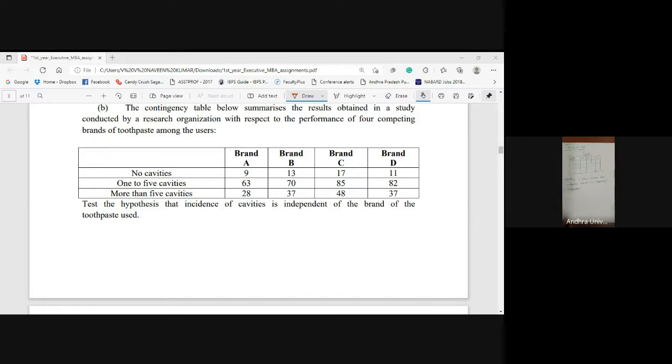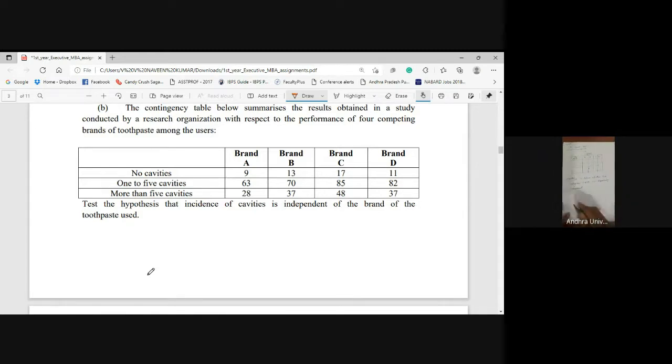Now, here also we need to apply the same 5 steps of hypothesis testing procedure, where we have null hypothesis, alternate hypothesis, and so on. But here in the null hypothesis, we need to take whatever the question asks us to test as null hypothesis. For that, the opposite is taken as alternate hypothesis.